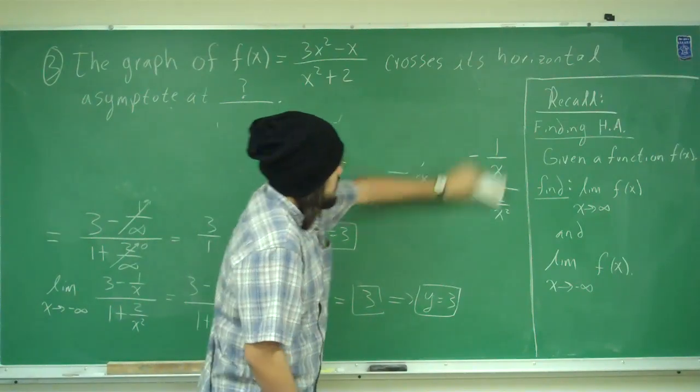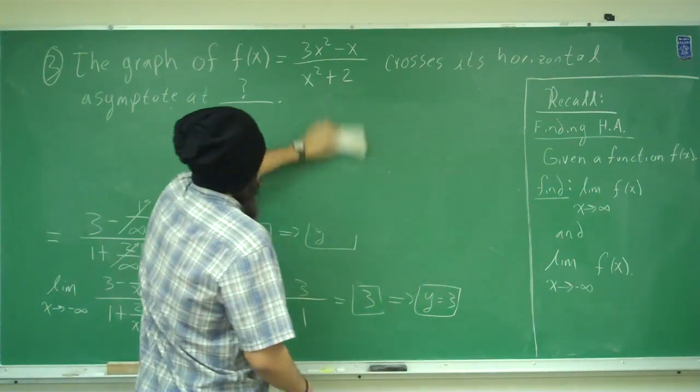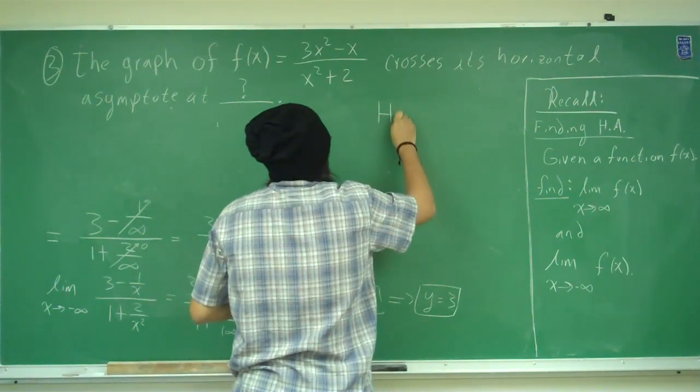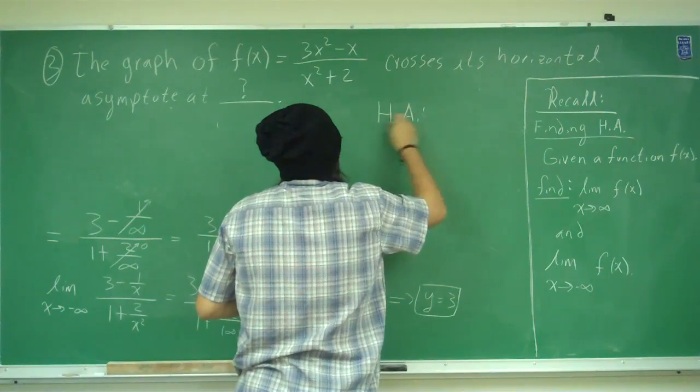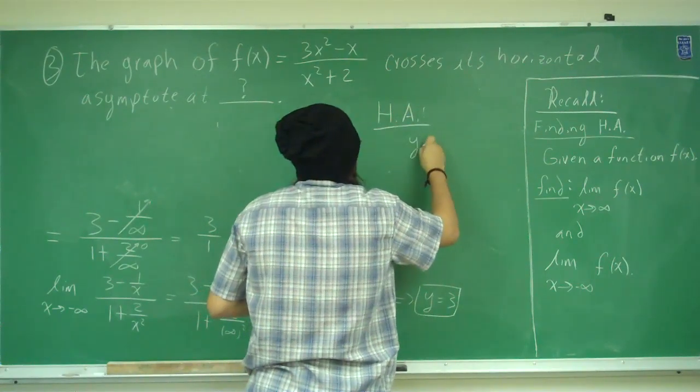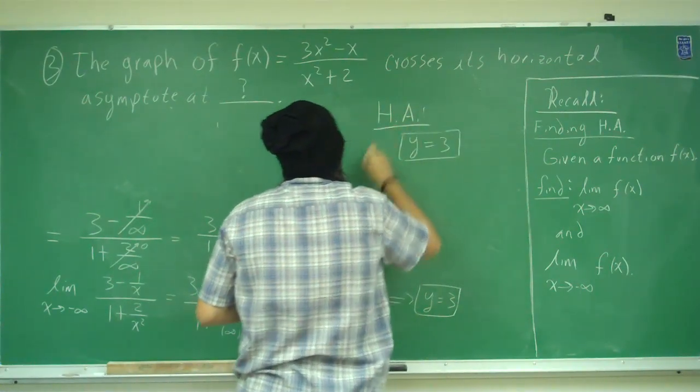Okay, so let's erase this right here. Just going to write down, we already know the horizontal asymptote. The horizontal asymptote is y equals 3. So that's what we need to know.